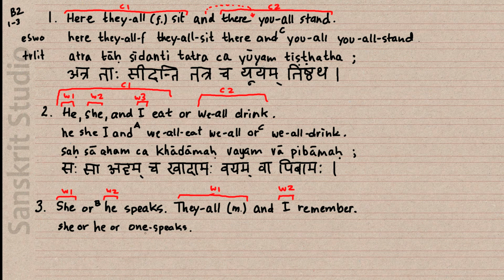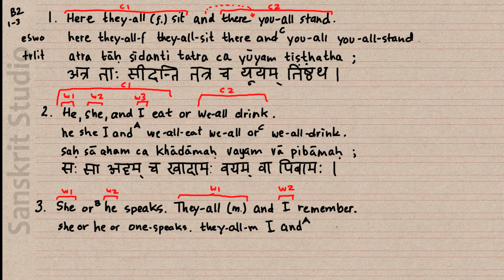Otherwise we can do he, or she, or it, if they are of the same grammatical gender. All right, so she or he, or one speaks. And then they all am I, and this is, we are connecting two words, and we only have one and in the English, so therefore our eswo line will be beautified with a syntax A here for the and.